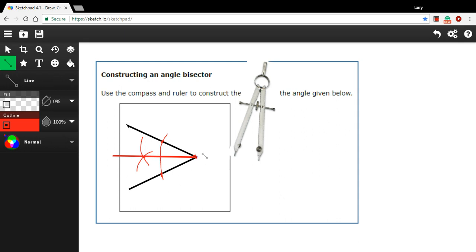So just to review, you set your compass open to some amount and draw an arc right across the angle. Then you maybe close up your compass a little bit and you set it on one of these points and draw an arc, set it on the other point, keeping it the same amount open, draw another arc, and where that crosses, you make a line with that and the vertex, and that is going to be your angle bisector.